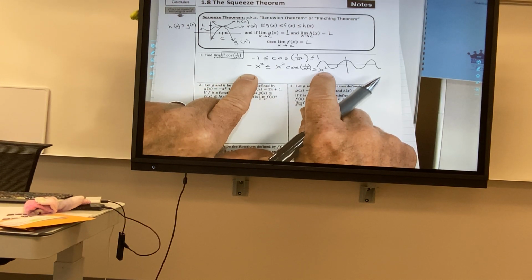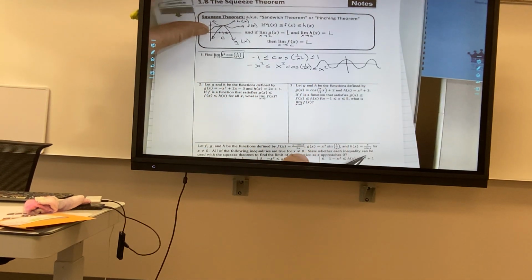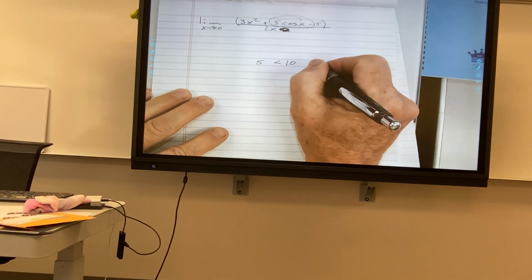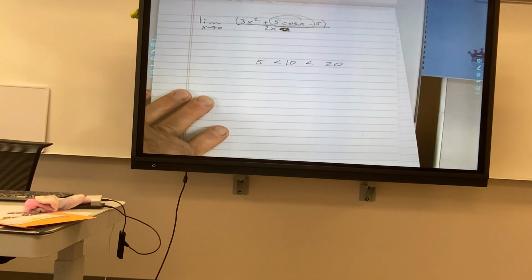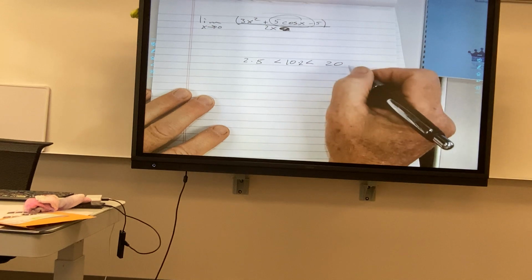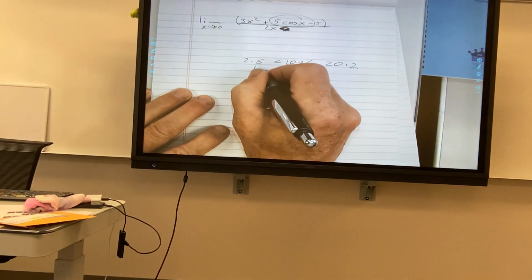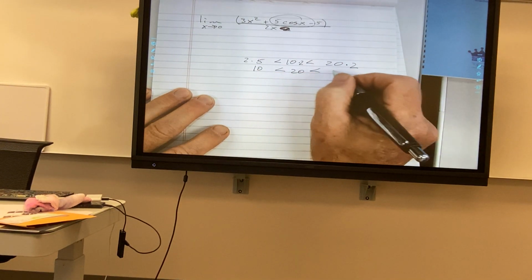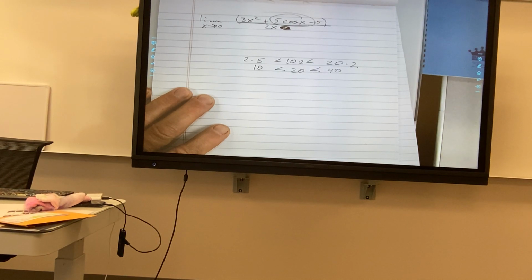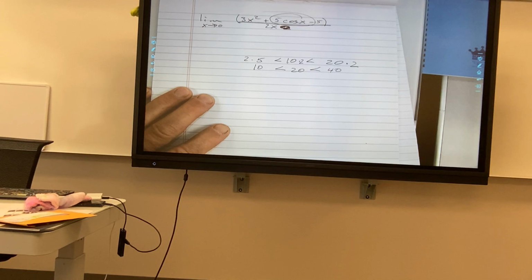How did you get to multiply that stuff? Agree? If I multiply this by 2, if I multiply this by 2, if I multiply that by 2, now I got 10 is less than 20 is less than 40. That's still true, isn't it? Yep. Okay? And since I'm multiplying by x squared, I don't have to worry, the inequalities remain true.